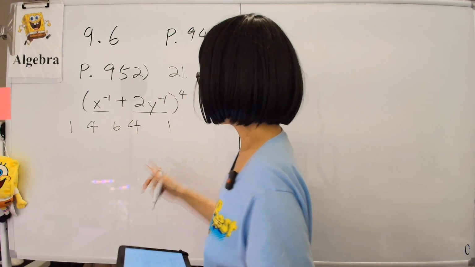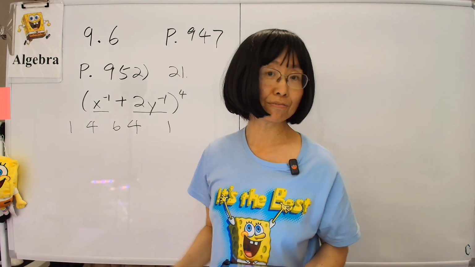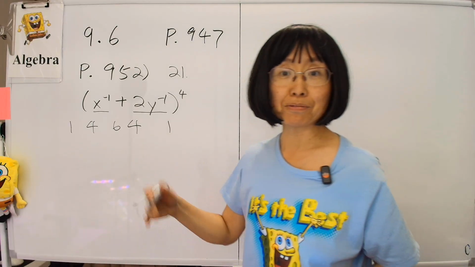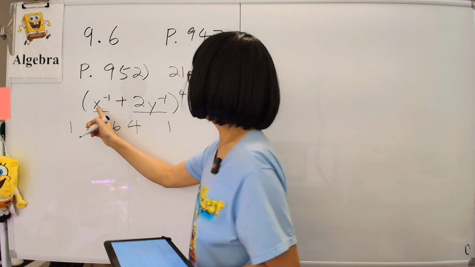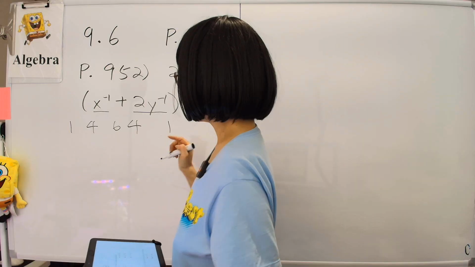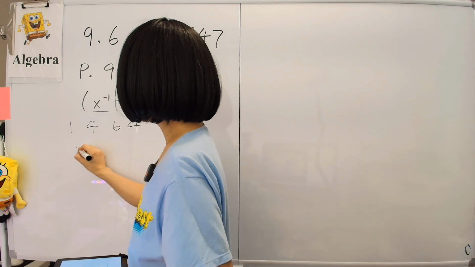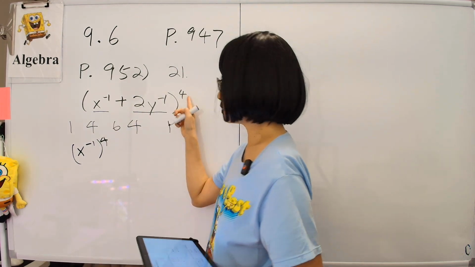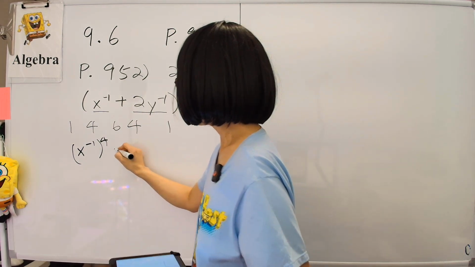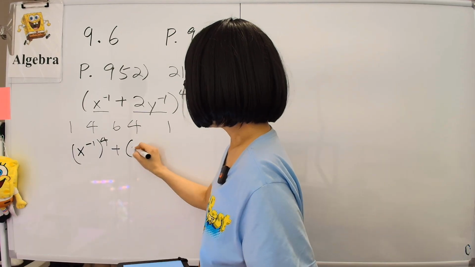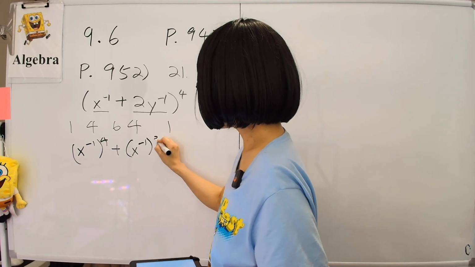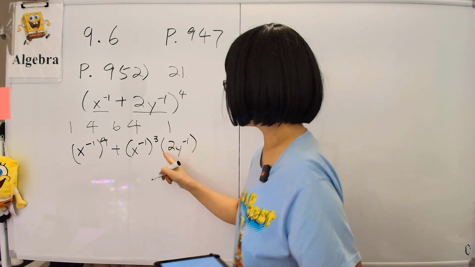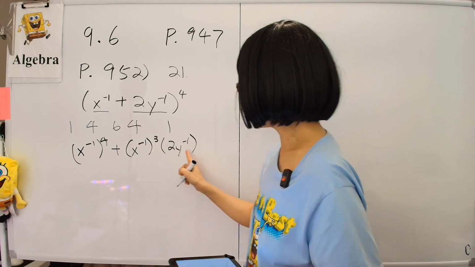I remember that the numbers here are 1, 4, 6, 4, 1, or you can just look it up in the book. You can even follow the formula and calculate it, but that takes too long. Anyway, to follow the pattern of 1, 4, 6, 4, 1, let's write this out. The first one is x to the minus 1 to the fourth power. Everything always raises to the highest power here. Then plus, the first term goes down by 1 power, becomes 3. The second term, 2y to the power minus 1, will increase by 1 power, so it went from 0 to the 1 power.